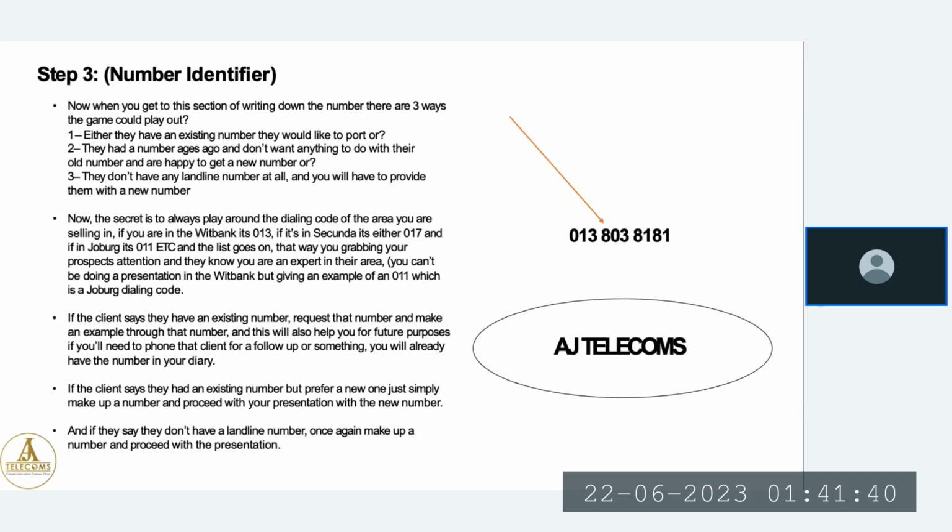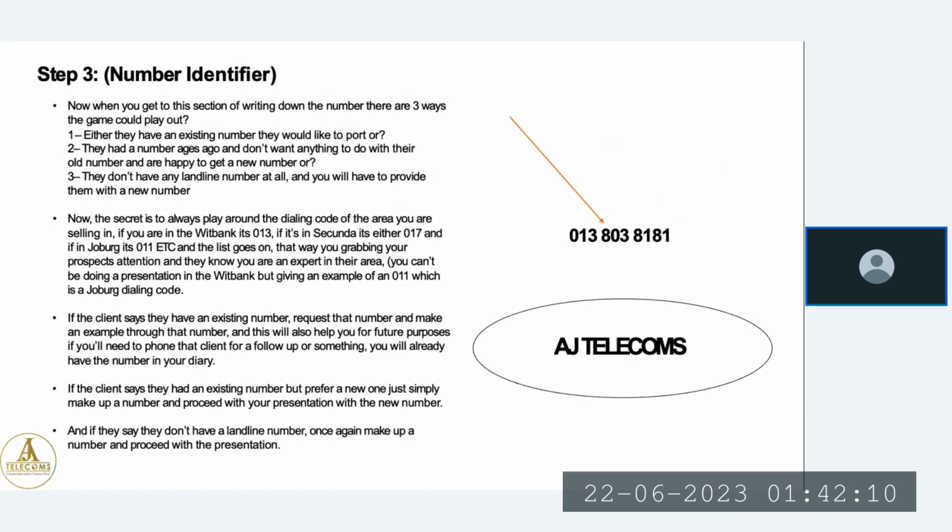Now, the secret is to always play around the dialing code of the area you're selling in. So if you are in the Witbank area, for example, it's a 013 number. If it's in Secunda, it's 017, Joburg 011, etc. So depending on which area you're in, always use the area code of where you are selling. That way you're grabbing your prospects' attention and they know you're an expert in their area. You can't be doing a presentation in Witbank, but giving an example of an 011, which is a Joburg dialing code.